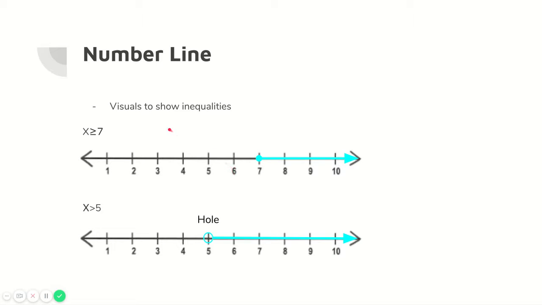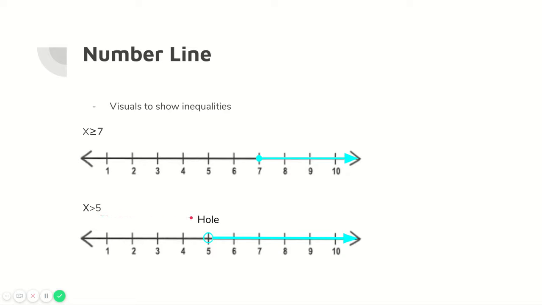This can also be visually shown. For example, we can have x is bigger than or equal to 7. And using a number line, we can see that we have a solid dot. And you can see that any number after 7, represented by this arrow, is allowed. For example, you can see that 8 is part of this number line, and 8 is bigger than 7.